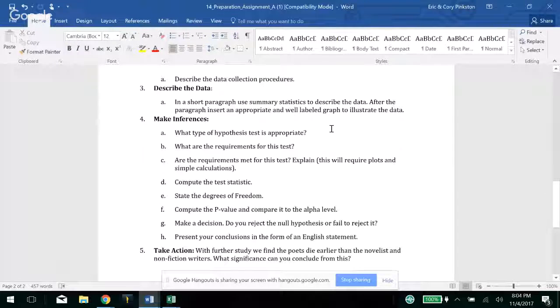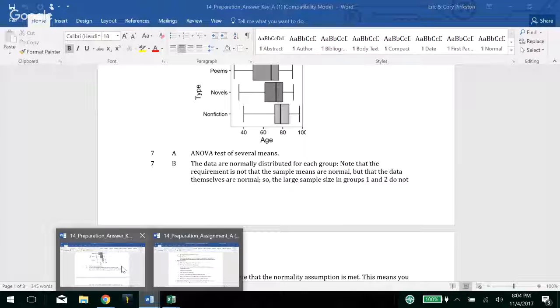So what type of hypothesis test? The ANOVA one. Yeah, or I guess that's analysis of variance. Yeah, that's what it's asking. It's like a test for more than 2 means. Do you have the answer key open? Uh-huh. Does it say that? Yeah, the answer key says ANOVA test of several means.